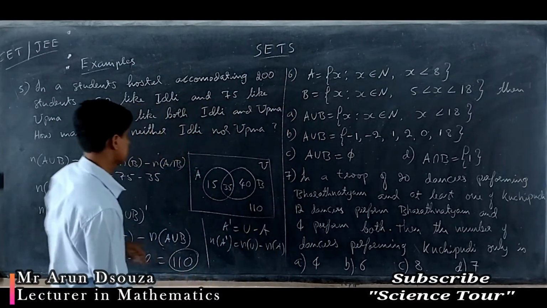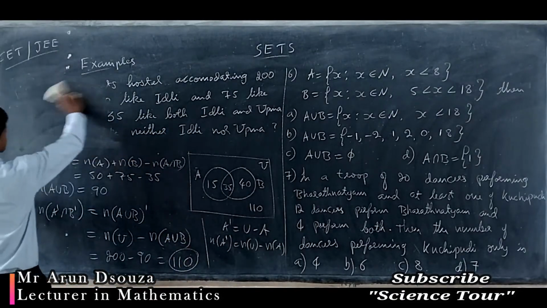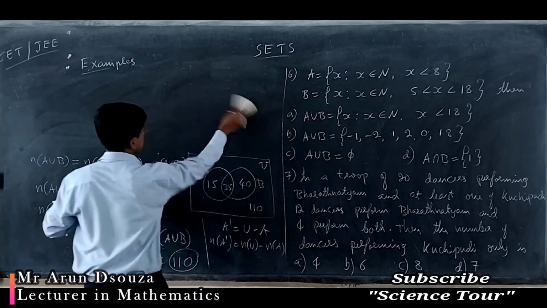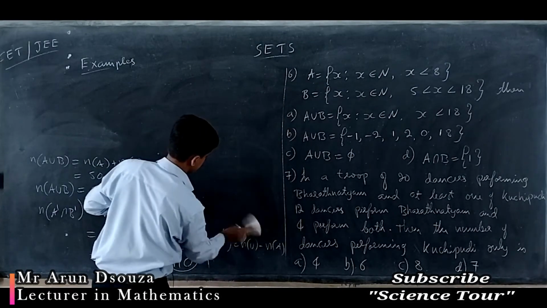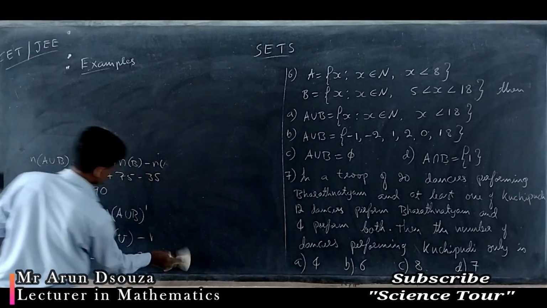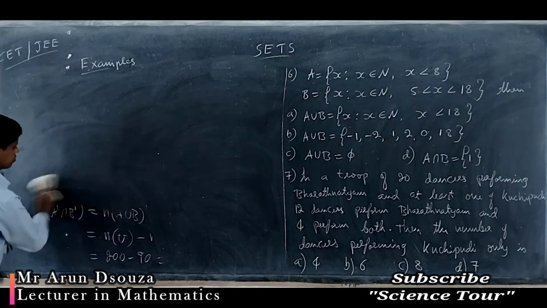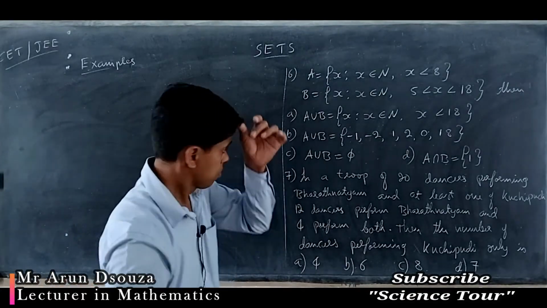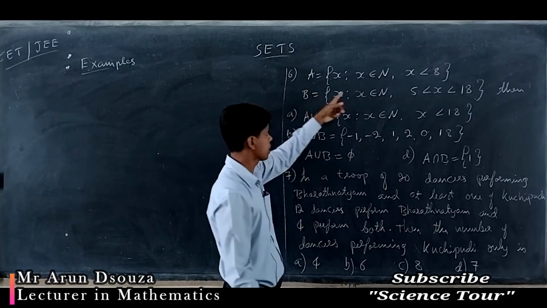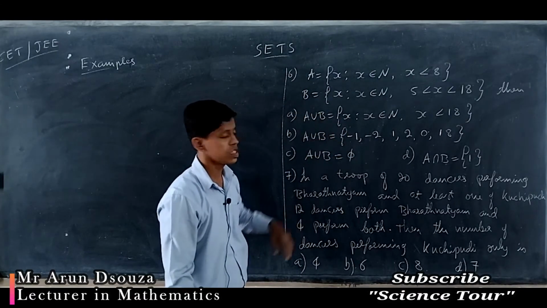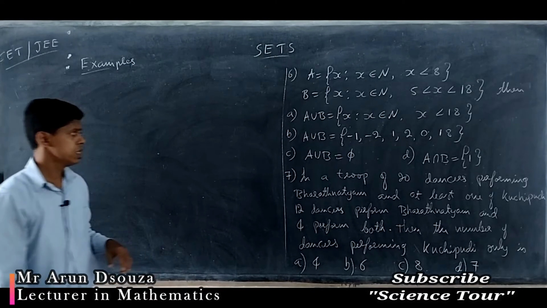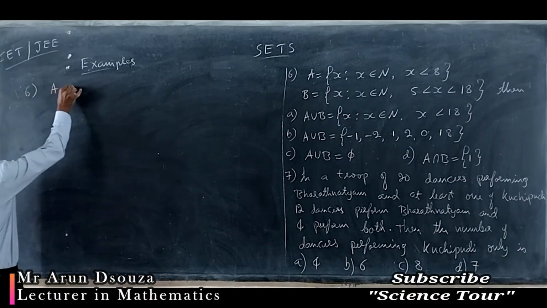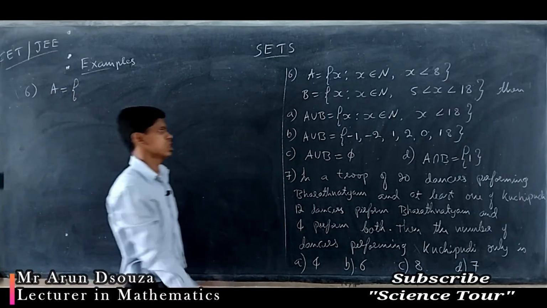Now coming to the sixth question. Here A and B are given in set builder. The first option is given in set builder, so B, C and D are straightforward roster form. Let me write the set A. All the natural numbers, so it's so easy.